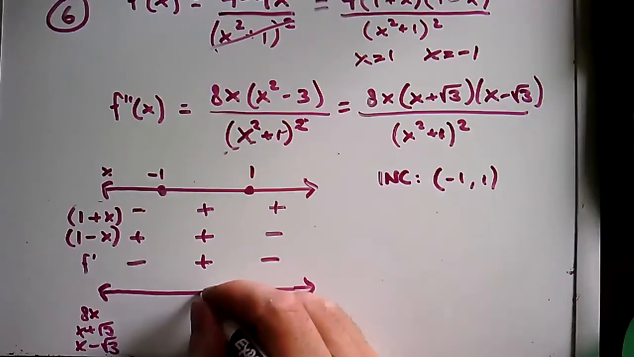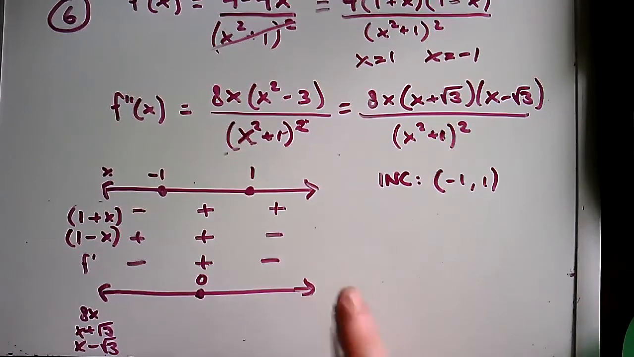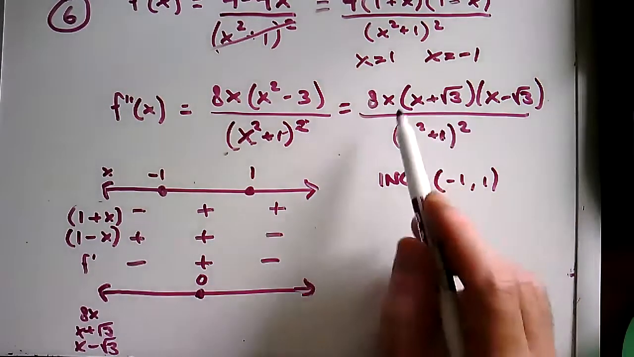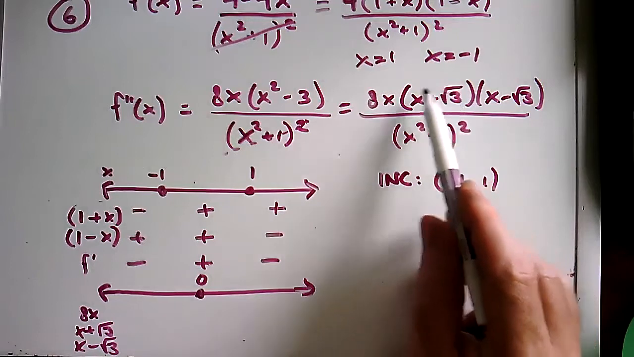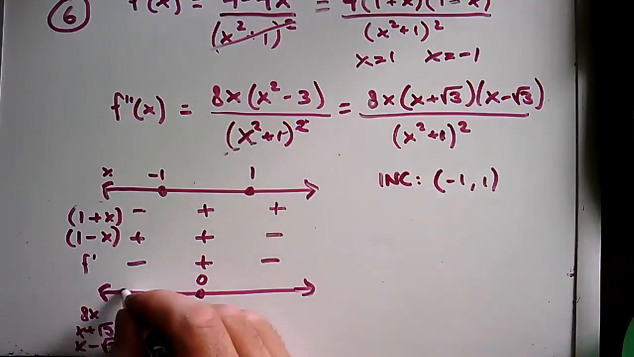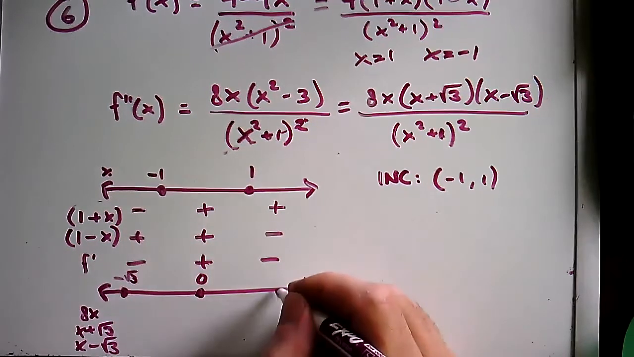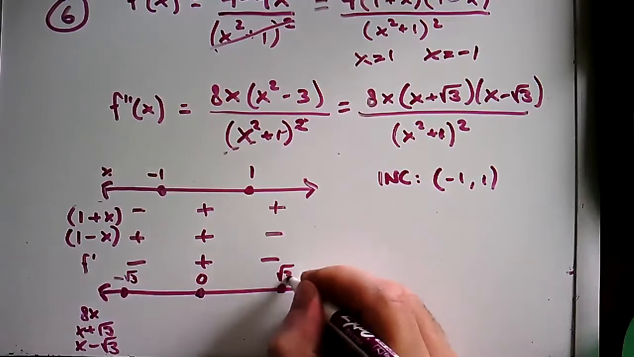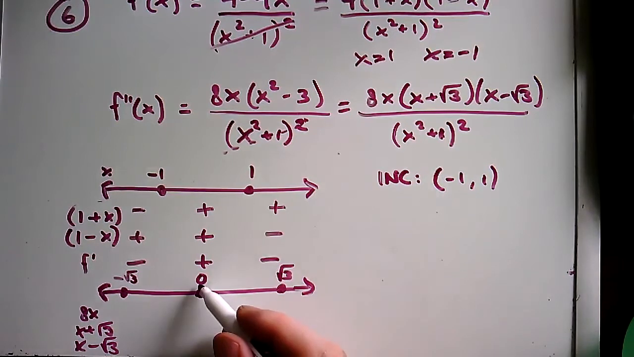So x equals 0, for example. That's a potential inflection point, right? That would make this factor in f double prime 0. Then x equals negative root 3, and I don't know exactly where negative root 3 is, but I know it's farther away than negative 1. And then positive root 3. Positive root 3 is more than 1, so I'll put that there. And then we'll try and figure out the sign of each one of these things here. Maybe I'll start with 0, because that's easy.